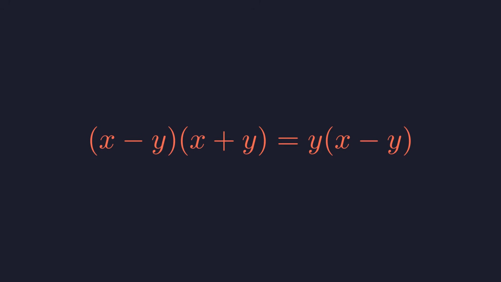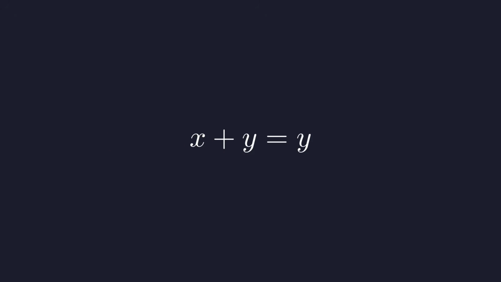Since both sides have the factor x minus y, it's tempting to just cancel it out. This seems like the natural thing to do. And after canceling, we get x plus y equals y. But here's where things start to get suspicious. Remember, we started with x equals y, so I can substitute y for x in this equation. This gives us y plus y equals y.